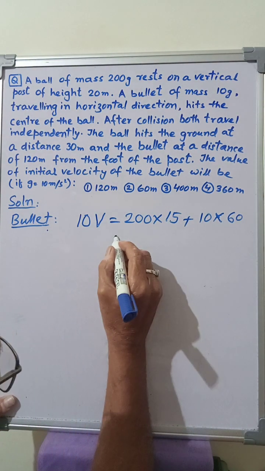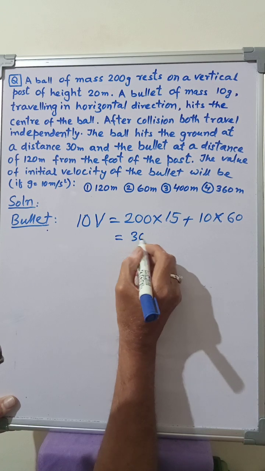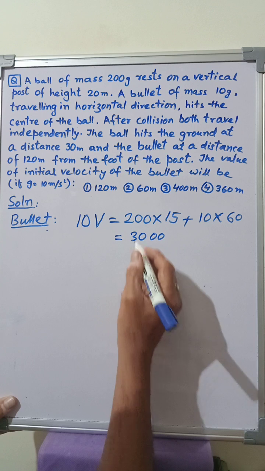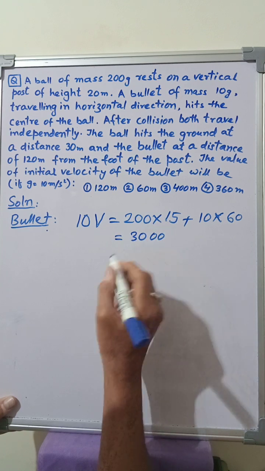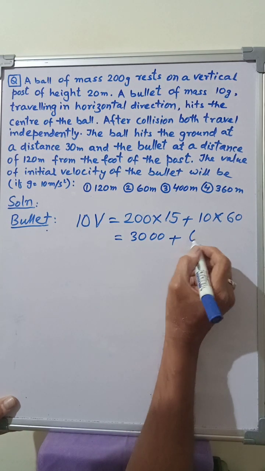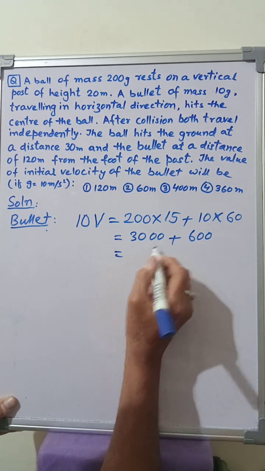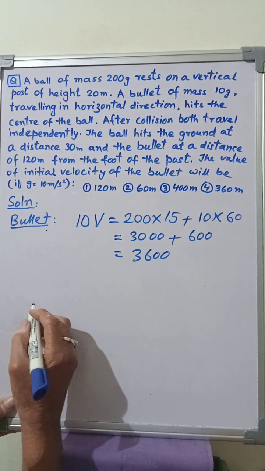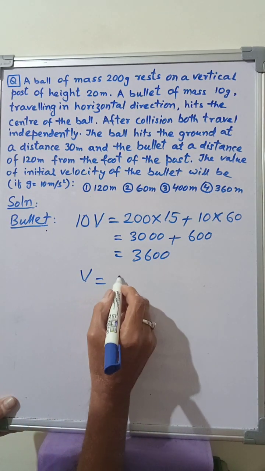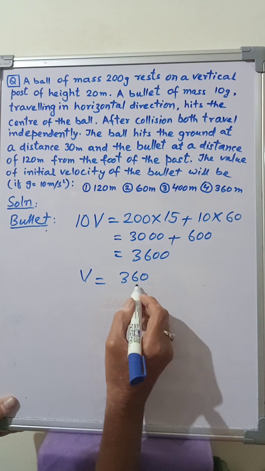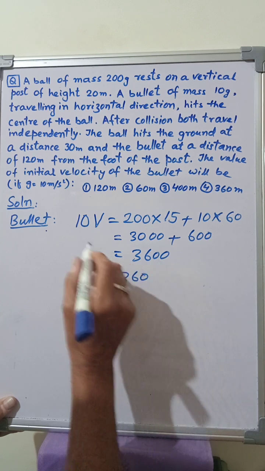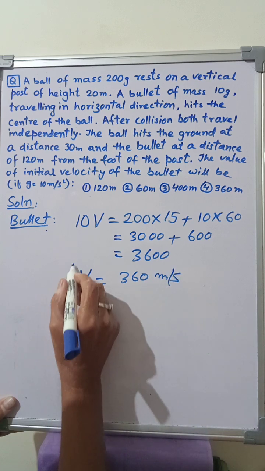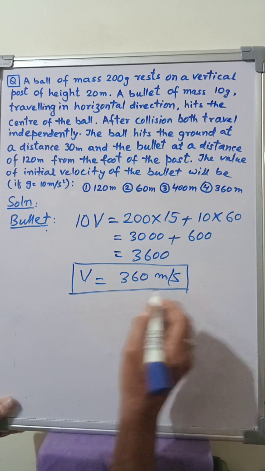Now simplifying, we get 200 into 15 is 3,000, plus 10 into 60 is 600. Adding them, we get 3,600, the value of 10V. Therefore, V will be equal to 3600 divided by 10, which is equal to 360 meters per second, which is the answer to the question.